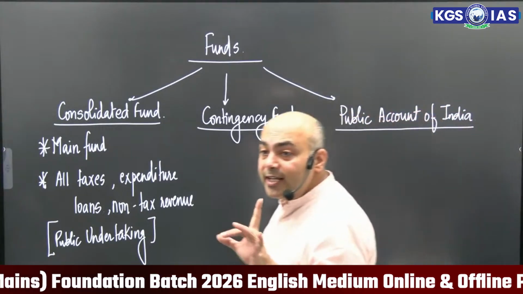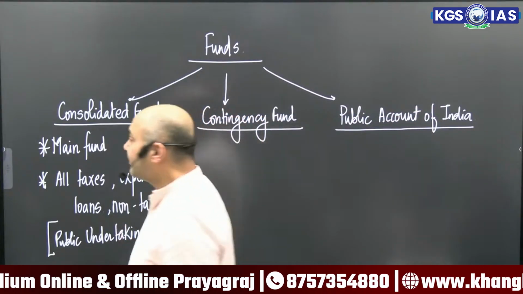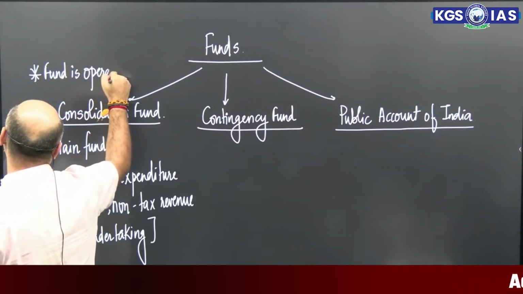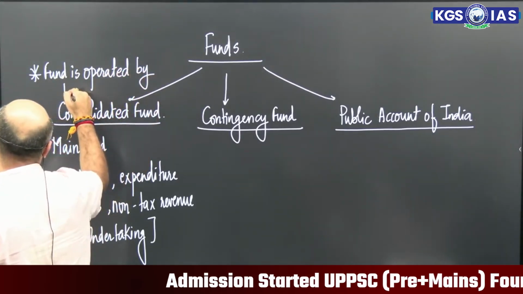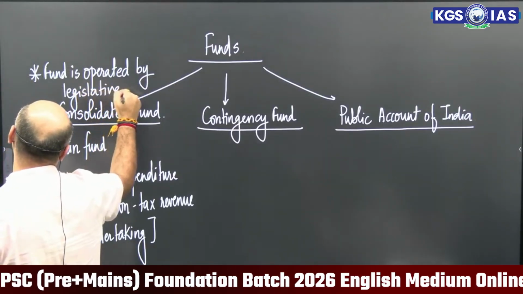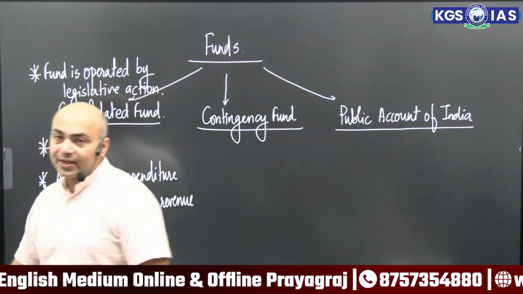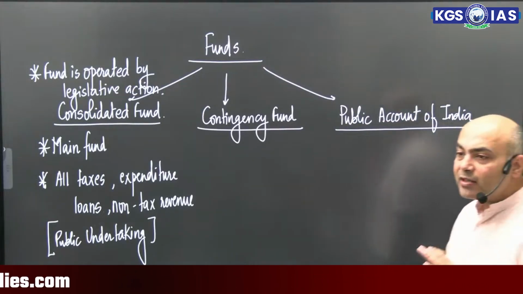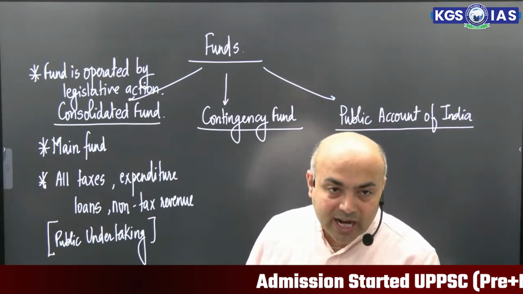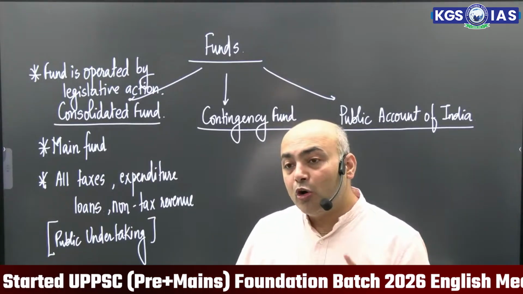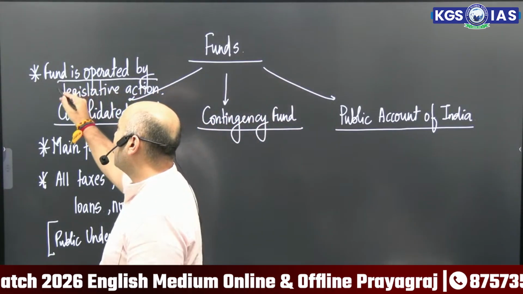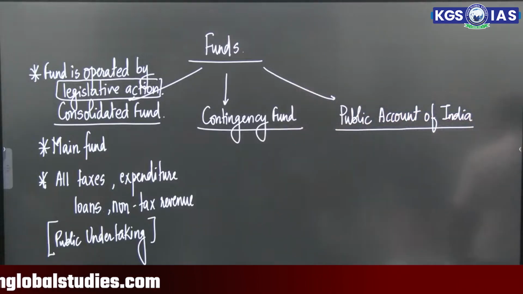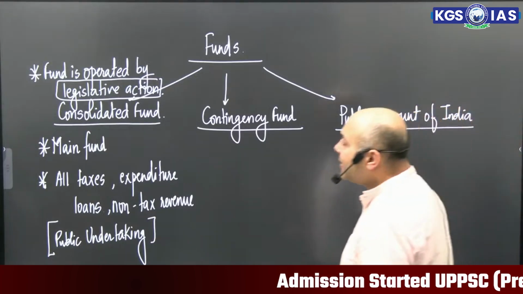However, this fund is operated by legislative action. This means any money that has to be credited or debited, primarily the money that has to be debited from the Consolidated Fund of India, only the Parliament can authorize that. Only the Parliament can legally authorize expenditure from the Consolidated Fund of India. Clear?